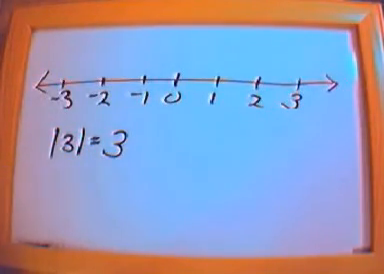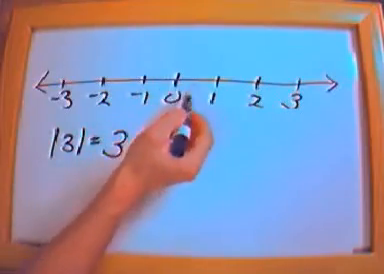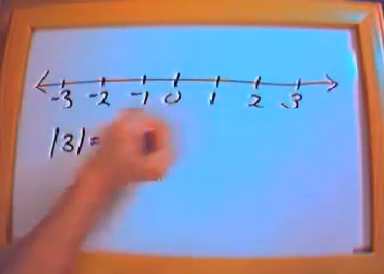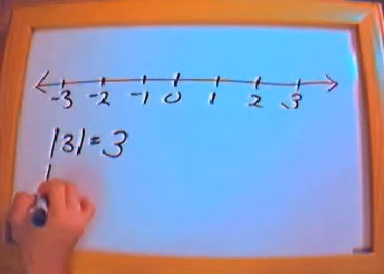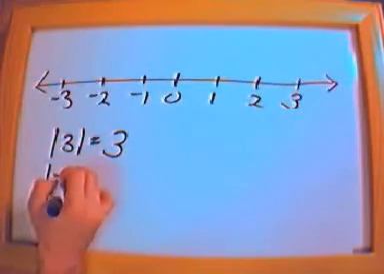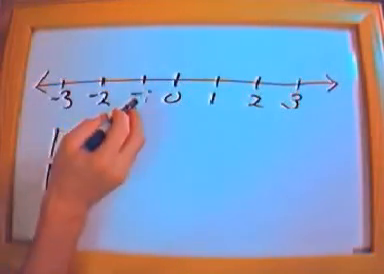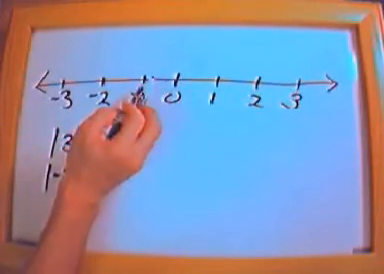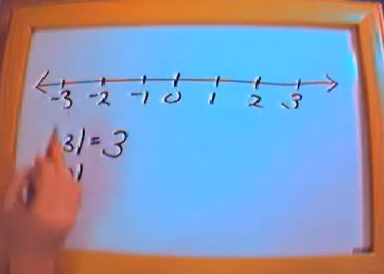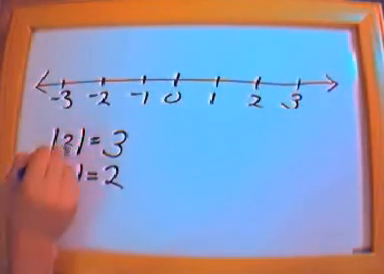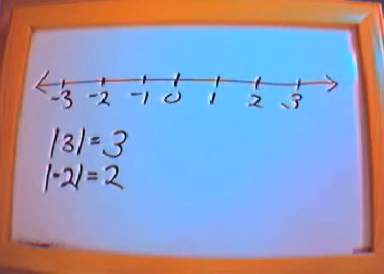Absolute value means how many units am I away from 0. In this case, I'm 1, 2, 3 units away from 0. The absolute value of 3, so the answer is 3. Now, what's the absolute value of negative 2? How many distance units is minus 2 away from 0? Well, I'm going in the negative direction, but I'm 2 units away. So the answer to that is 2. The little bars around the number mean absolute value. So the absolute value of negative 2 is 2.